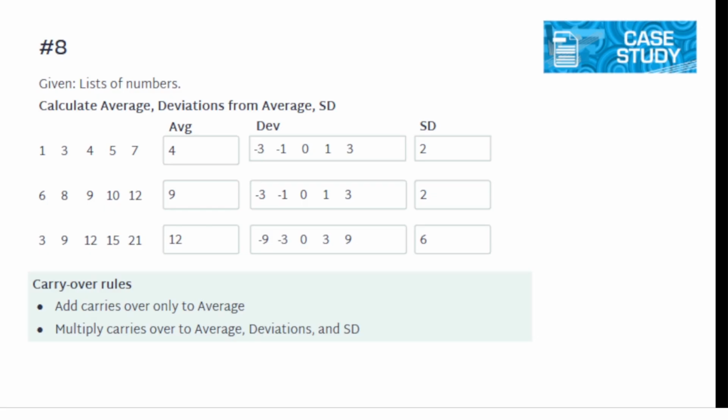Okay, so these are the carryover rules. Adding to all the entries in your list of data carries over only to the average. Yeah, this is the important rule.